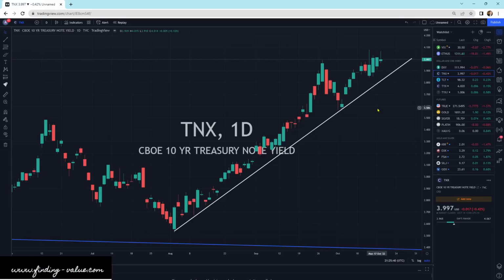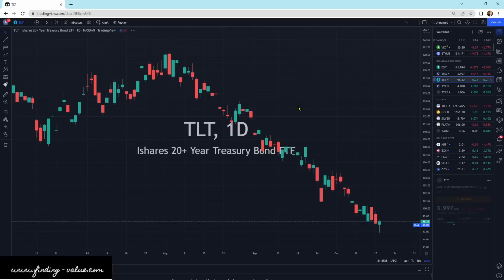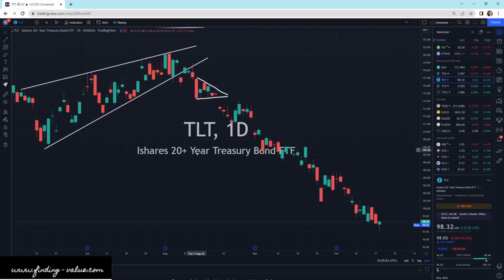And yields right now, momentum is definitely higher. With the 10-year yield going higher, that puts pressure on stocks to sell off. And obviously, bonds have been selling off. Looking at TLT, which is bond prices, this is a 20-year bond prices. It does look like we're getting a little bit of buying pressure. Could this be a bottom here?